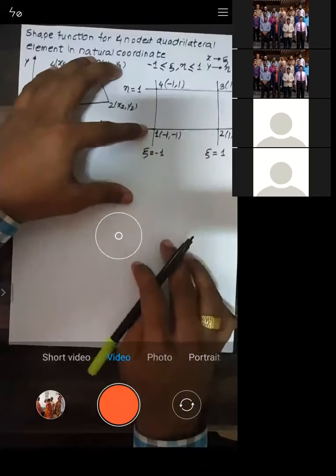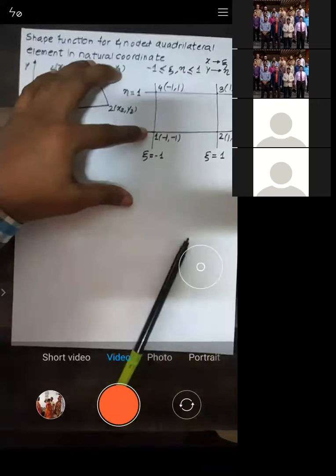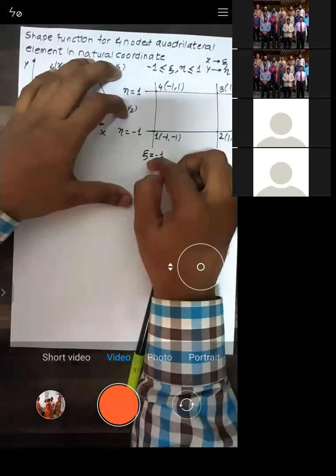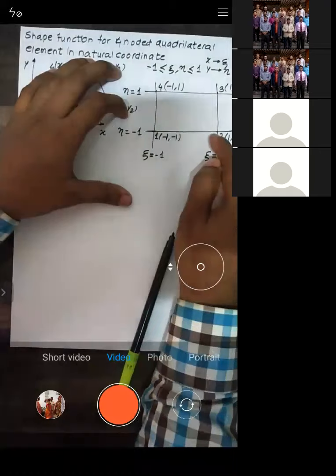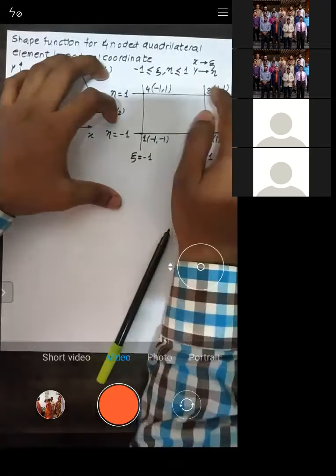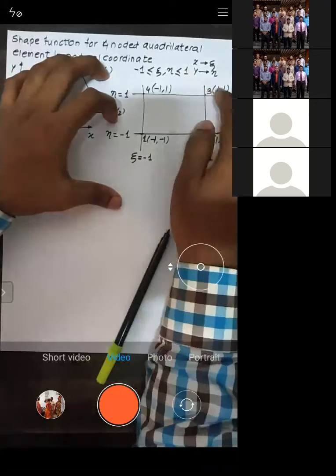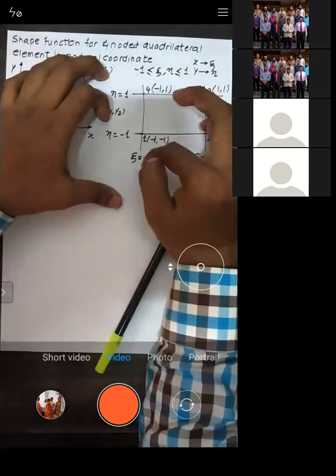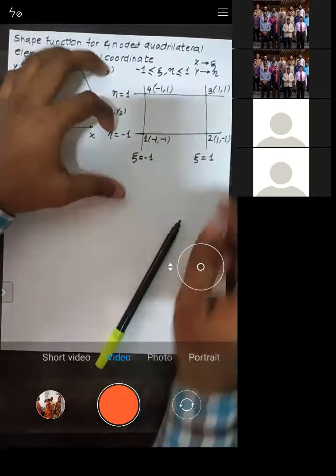Here, what is the coordinate of node 1? It is -1, -1. Zeta is -1, neta is -1. What is the coordinate of node 2? Zeta is 1, neta is -1. What is the coordinate of node 3? Zeta is 1, neta is 1. What is the coordinate of node 4? Zeta is -1, neta is 1. So that is what is written. Is it okay?